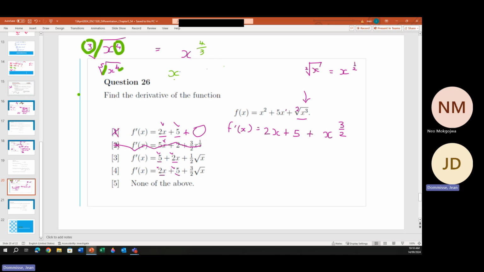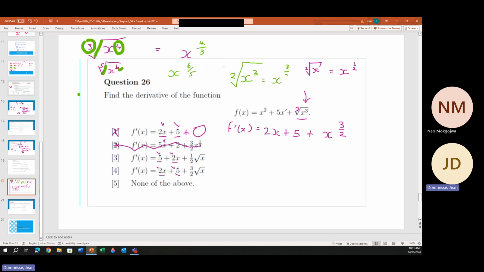The same with this one is 6 divided by 5. So if we relook at this one after that explanation, we could have again said, okay, that's x to the power of 3 divided by 2.